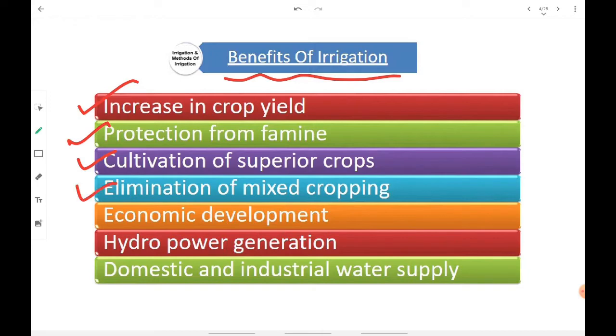Okay, then economic development, overall economic development of that region, of that village, of that city, of that state, of that nation will take place only when artificial supplies of water, that is irrigation, will be provided over there.